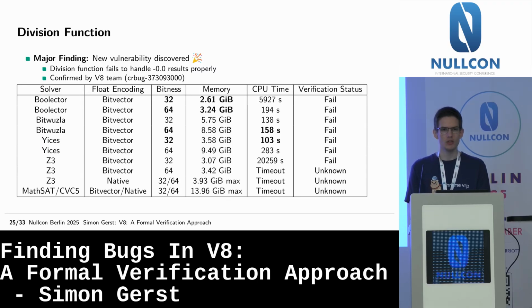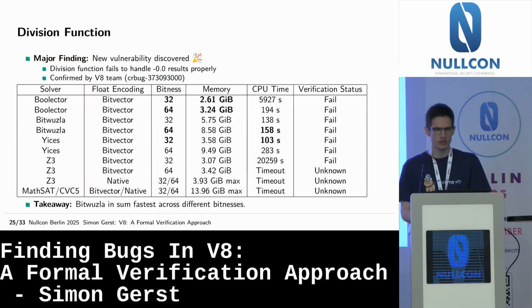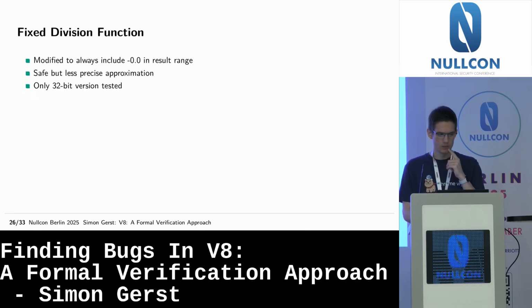And depending on the solver, you can find this bug in less than 5 minutes, or maybe 8 hours, or if you're unlucky, you get a timeout. I don't really know why SMT solvers are so different, but I guess it depends whether maybe some explores a path earlier that is maybe harder to reason about. And in some, the Bitwuzla solver is the fastest across different bitnesses, so it doesn't matter whether it's 32 bits or 64 bits. And so I'm going to use Bitwuzla for the rest of my evaluation.